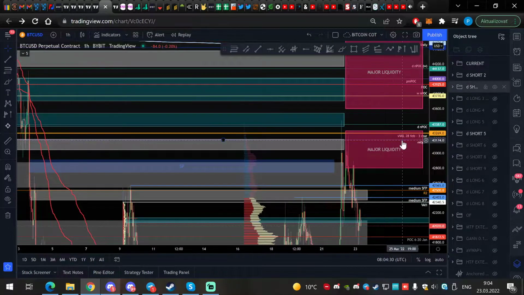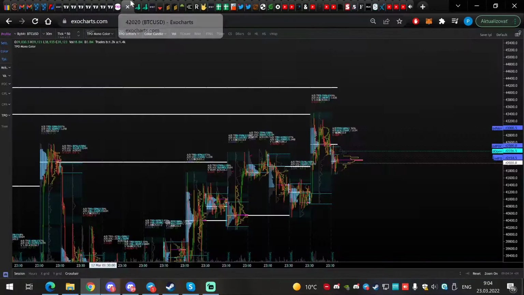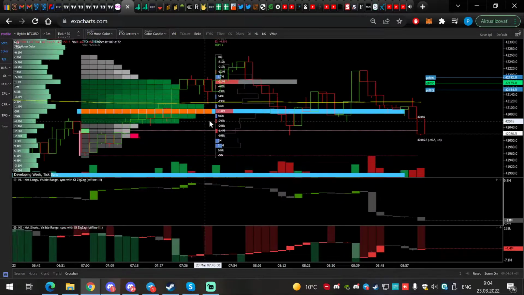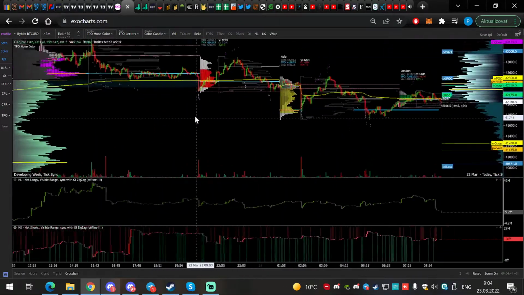Also the monthly open is here. Monthly open, very critical level. You can see on more immediate templates, you had a nice scalp out of it. Let's zoom out.